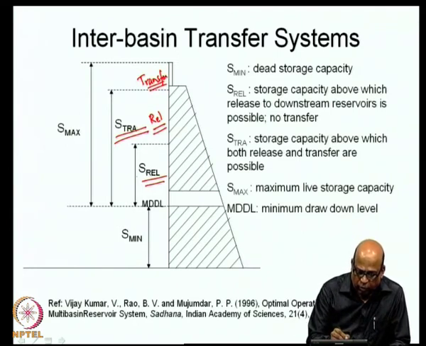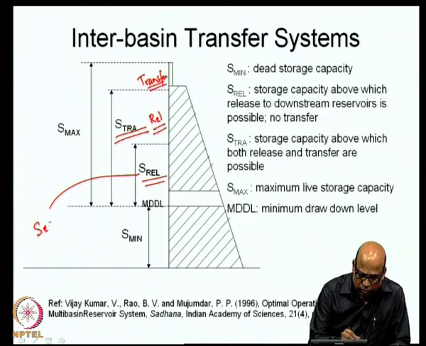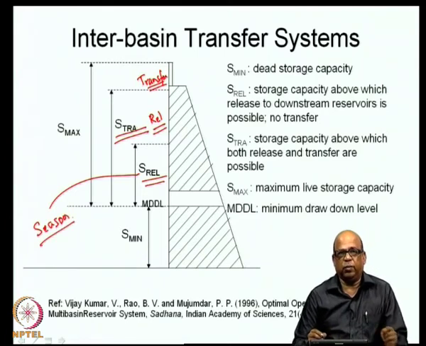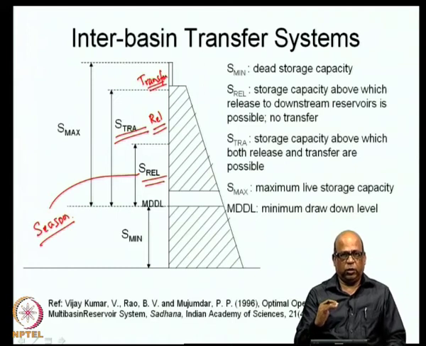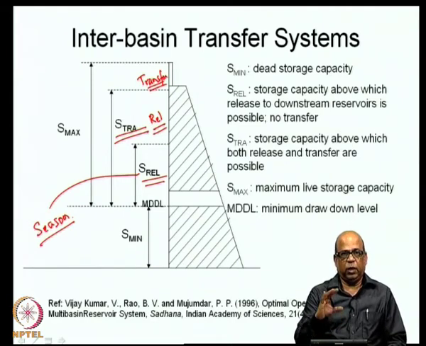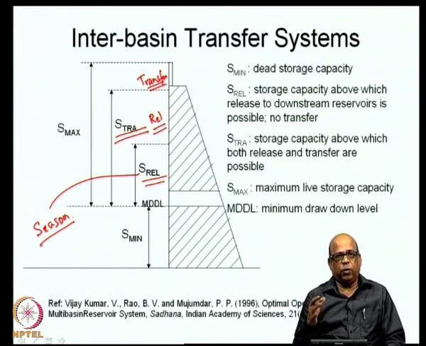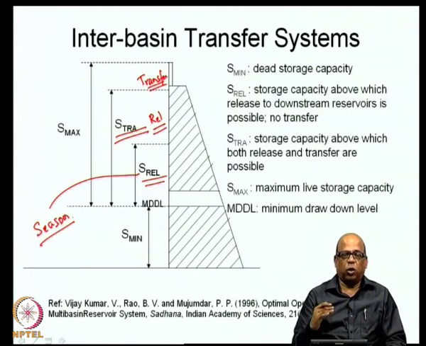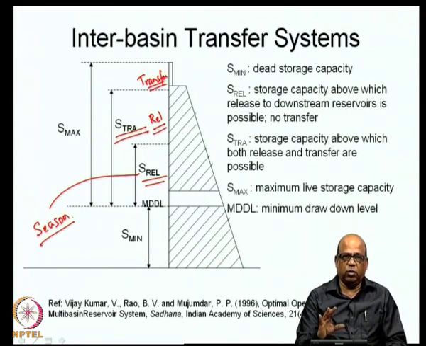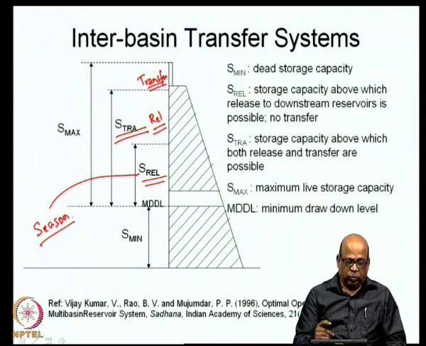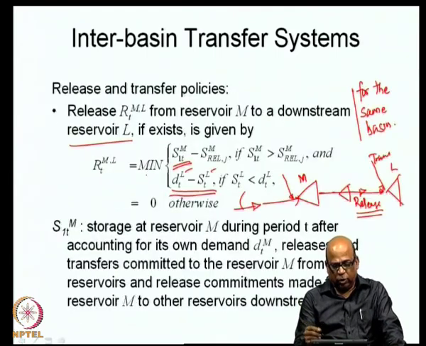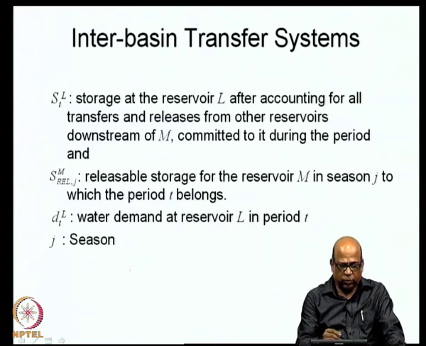Now, these zones are typically defined for season, that is you do not change these zones every time period. If you are talking about 10-day time period, you do not say that during this 10-day time period my zones are like this, during the next 10-day time period these zones are like this, etc. Typically, these zones are defined for monsoon season and non-monsoon season, or you may also have it for annual time periods. Simply have one zoning for the entire year. So, these zones in this particular example that I am showing are defined for the season J. So, whenever I am talking about SREL and STRA, we talk about the season J.